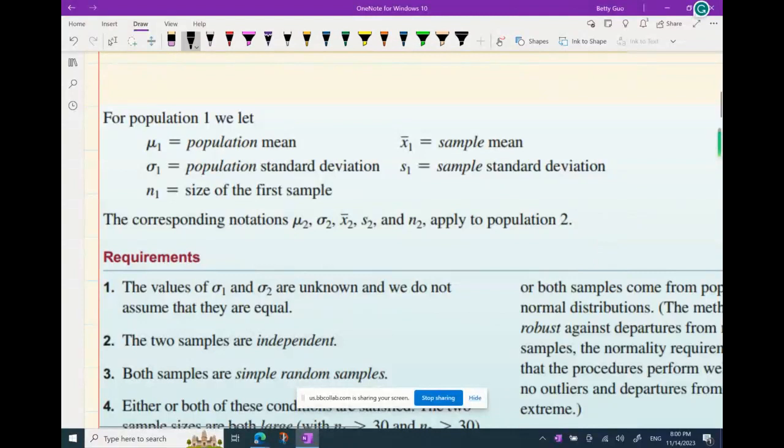Notation is pretty straightforward. We know mu is the population mean, x bar is the sample mean, s is the sample standard deviation, sigma is the population standard deviation, n is the sample size. If I put a subscript 1 on them, they are the statistics and the parameters for population 1. If I change those subscripts to 2, then they would correspond to the second population, right? So that's pretty straightforward.